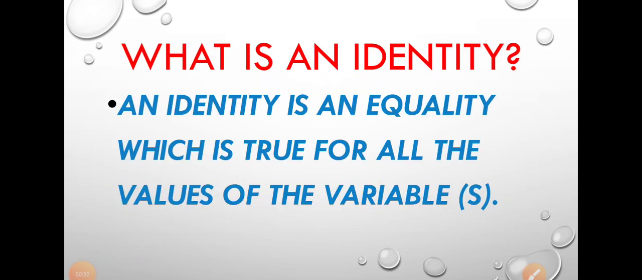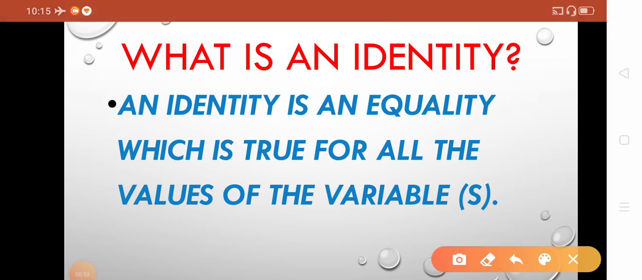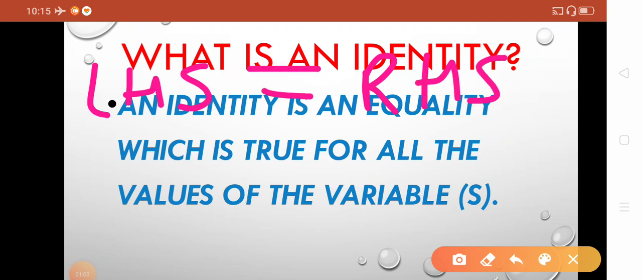So first of all, the first thing is, what is an identity? Then how will you call an equation an identity? So the definition of identity is, any identity is an equality. An identity is an equality which is true for all the values of variables. So it is a type of equation. So in an equation we have left hand side, we have right hand side, and we have an equal sign.